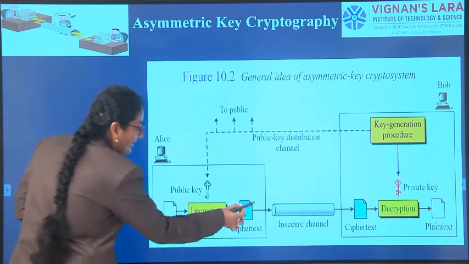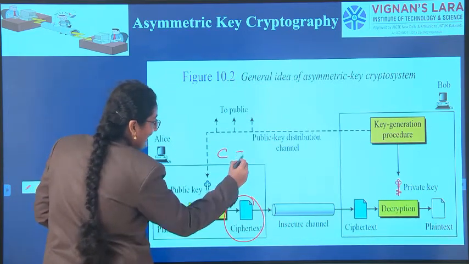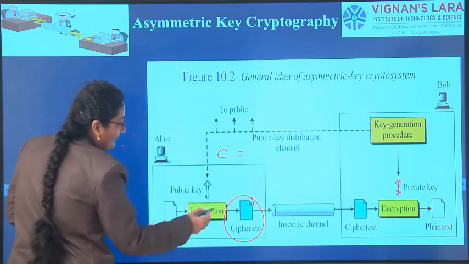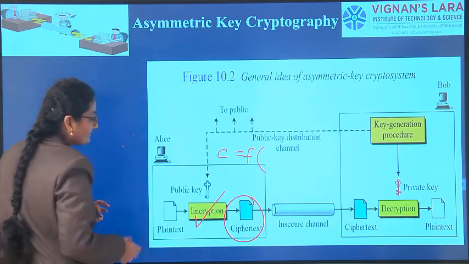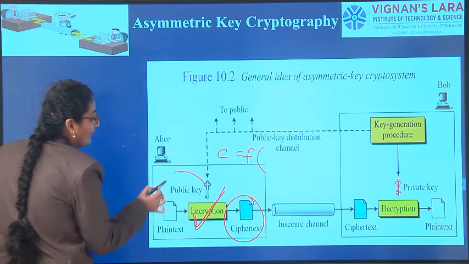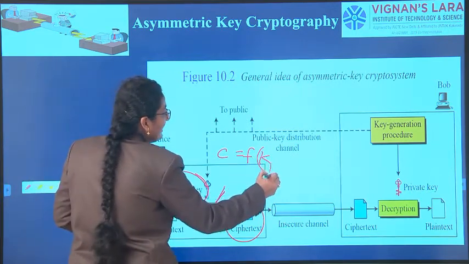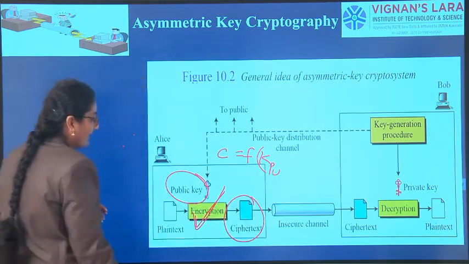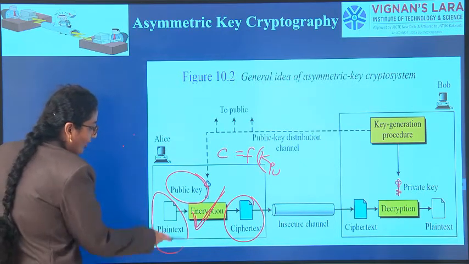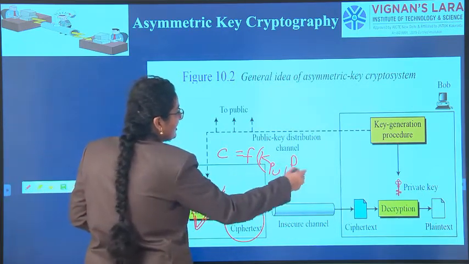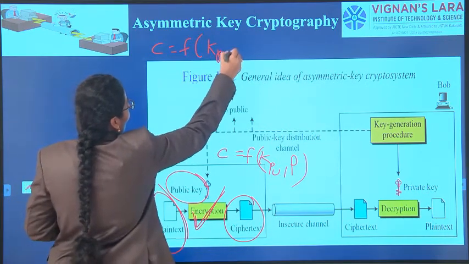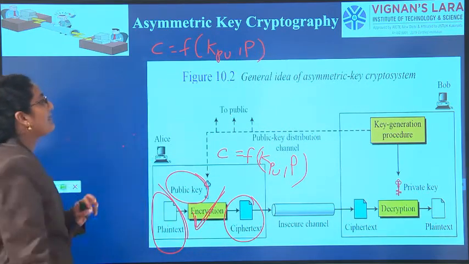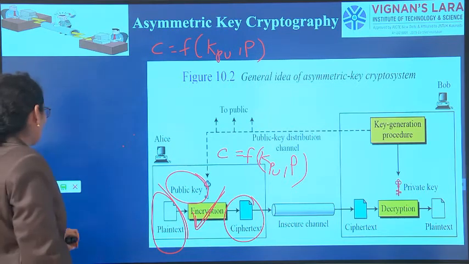So what I want is ciphertext, which is C. If I want ciphertext I want to perform encryption. The encryption function is F. To perform encryption I want the public key, K is for key, PU is for public, applied on plain text. Plain text is represented by P. So C equals F of public key comma plain text. This is the formula for ciphertext.